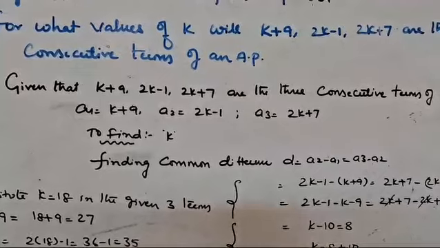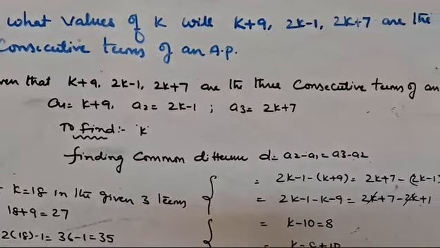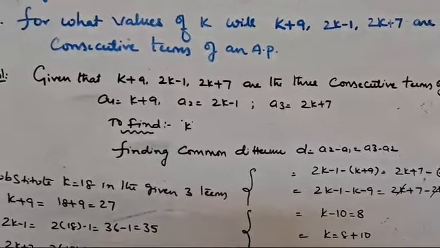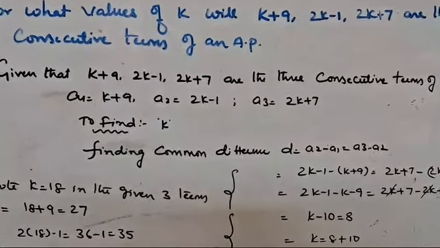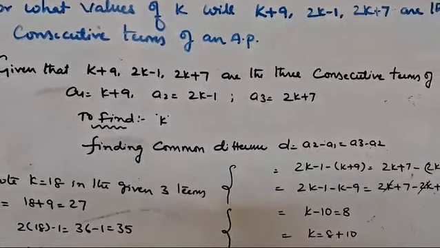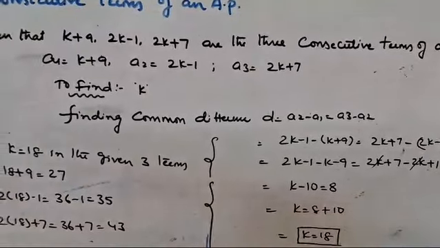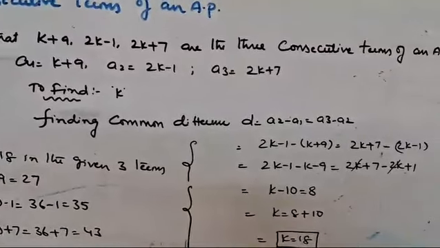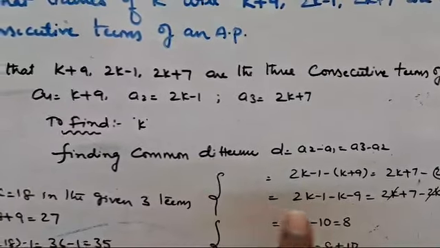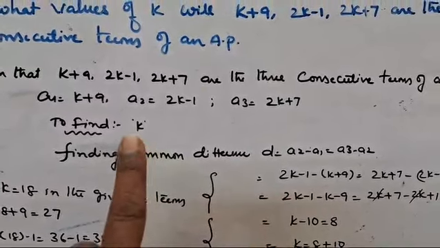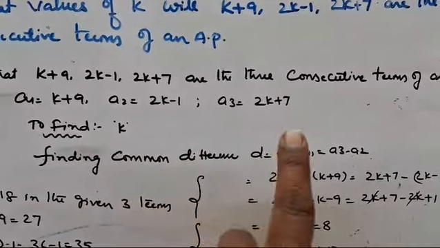k plus 9, 2k plus 1, 2k plus 7 are the three consecutive terms of an AP, right? So write down a1 equal to k plus 9, a2 equal to 2k plus 1, a3 equal to 2k plus 7. We need to find the k value and find the common difference also. See, whenever we are talking about a finite series, we need to take the common difference for all the terms. Here d equal to a2 minus a1 and also a3 minus a2.